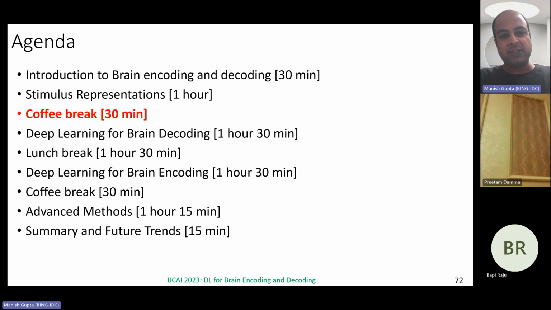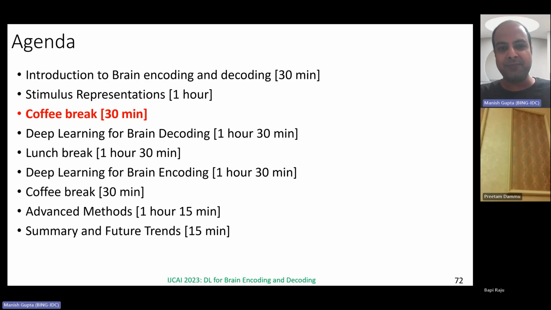Now, Professor Bapi Raju will take over and talk about deep learning representations for brain decoding. After that, we'll have a lunch break, and then Mariya will join in and start talking about deep learning for brain encoding. Okay, so any questions before we move over to Professor Bapi Raju's part?